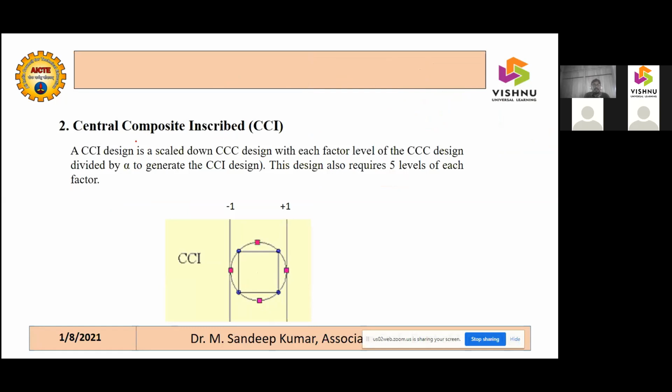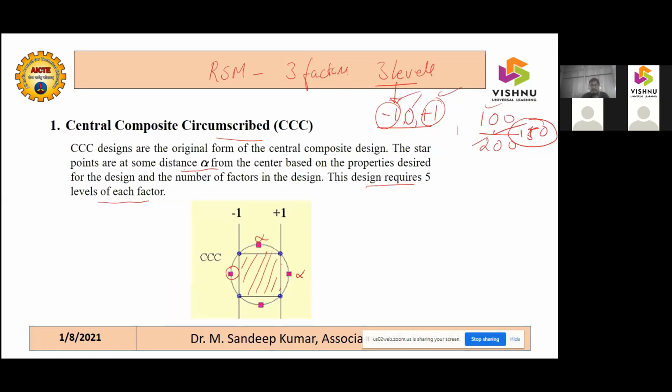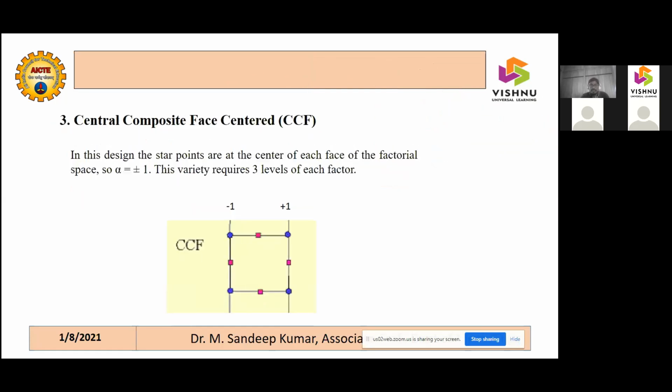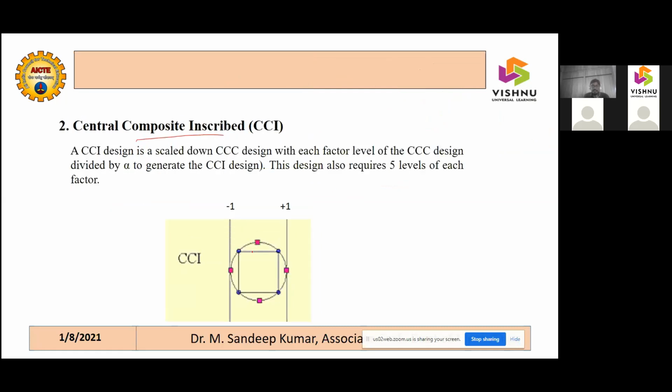Okay, next is inscribed. So when I want to do some, okay, this sketch is not for inscribed. The circle should be inside like this. And here you will be having the search domain. Please, sorry for the inconvenience. So if I want to do an intensive search inside, then I can go with CCI, that is inscribed central composite. And here also you need 5 values, because these are the stars, or the alpha values. You can call it stars or alpha values.